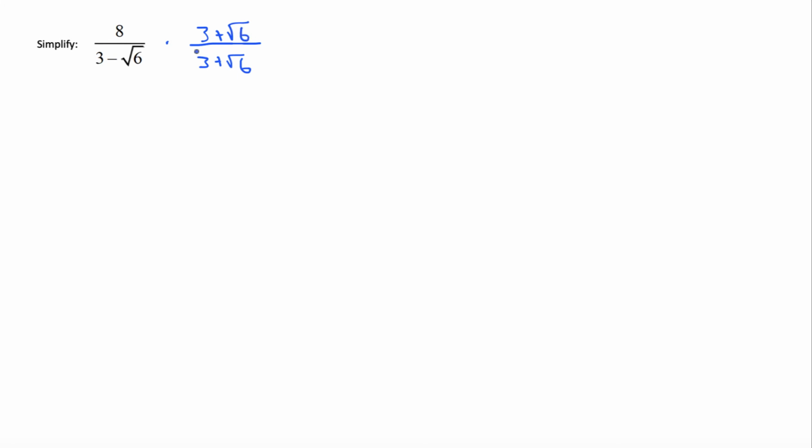Now in this case, because it's a binomial, maybe a good idea to put everything in parentheses here, right? That way you make sure you multiply everything out properly. Now in the numerator, we have 8 times 3 plus radical 6. And we can keep that as it is, or you can distribute through the 8, it doesn't really matter.